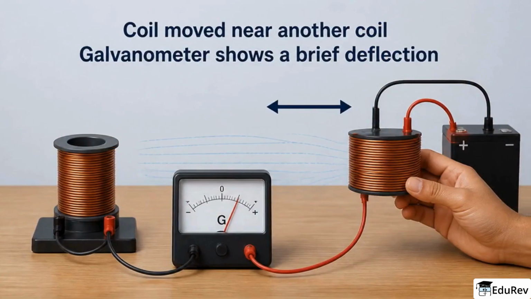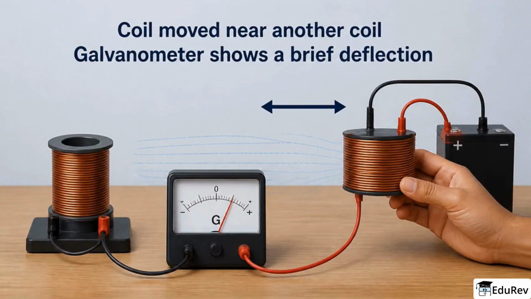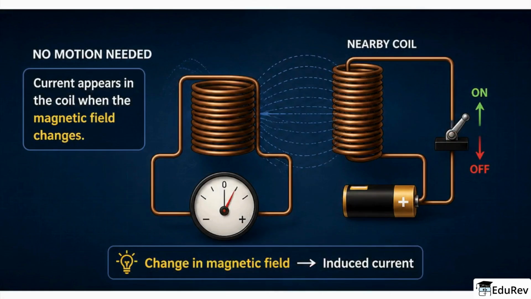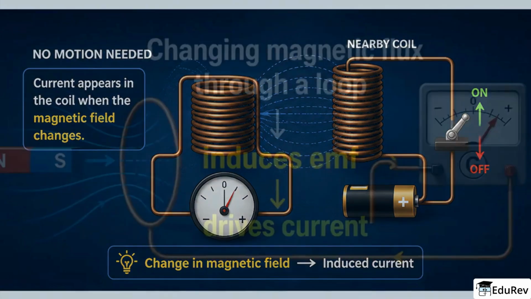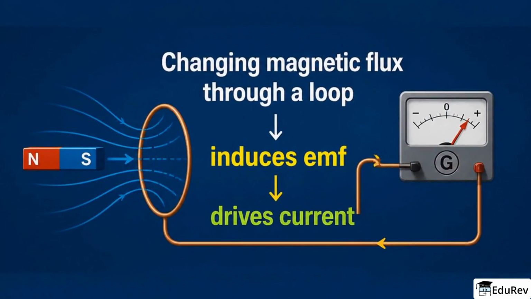In another setup, he used a current-carrying coil instead of a magnet, and moved this coil near the first one. And again, the galvanometer showed a brief deflection. A third test showed no motion was needed if the magnetic field through a coil changed, for example, by switching a battery on and off in a nearby coil. So the common point is this: a changing magnetic flux through a loop makes an EMF which can drive current.